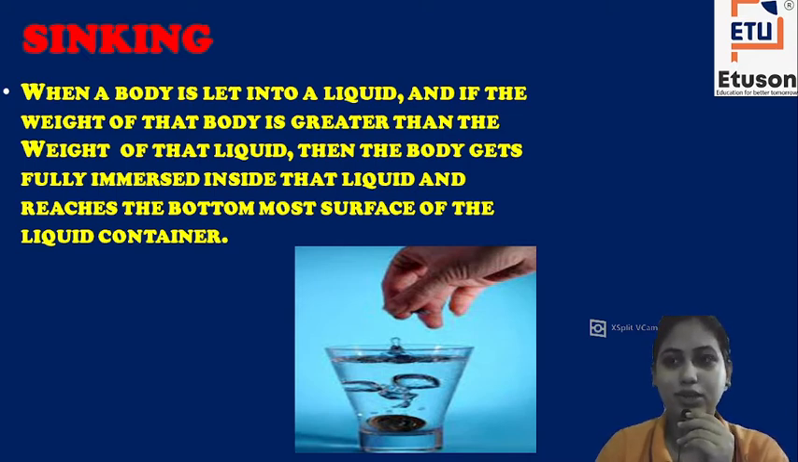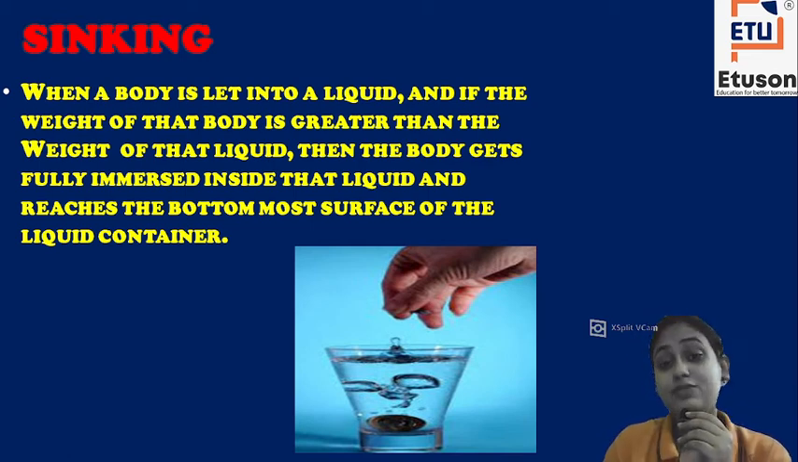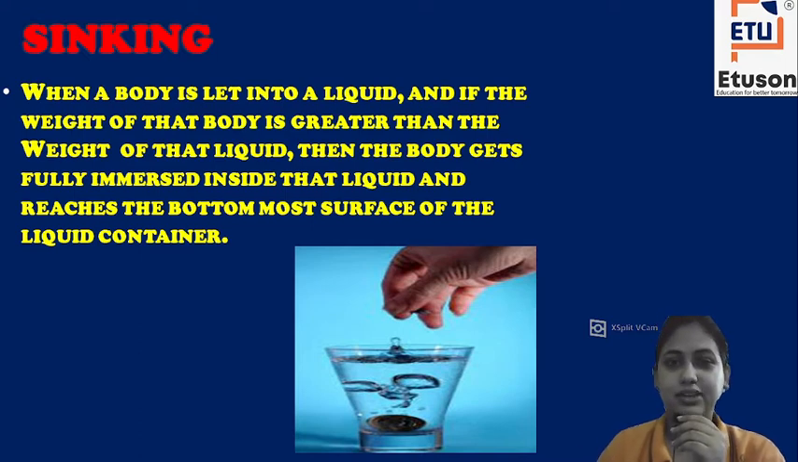Suppose the weight of water is 200 gram. Assuming we have taken 200 gram, we take a particle whose weight is, in one case, 80 gram, and in another case, 250 gram. But in both cases, the weight of water is 200 gram. In the first case, the weight of the object is lesser, so it will float. In the second case, the weight of the water is lesser and the weight of the object is heavier, so it will sink. So weight is the important thing. Next.